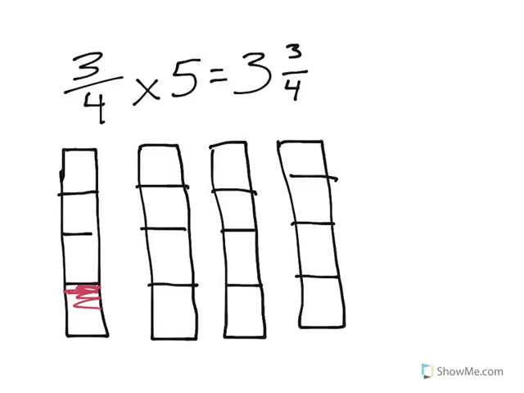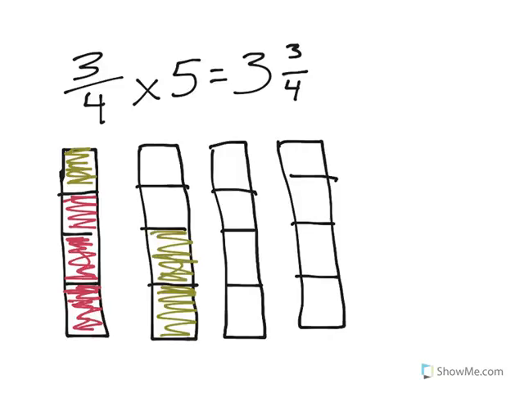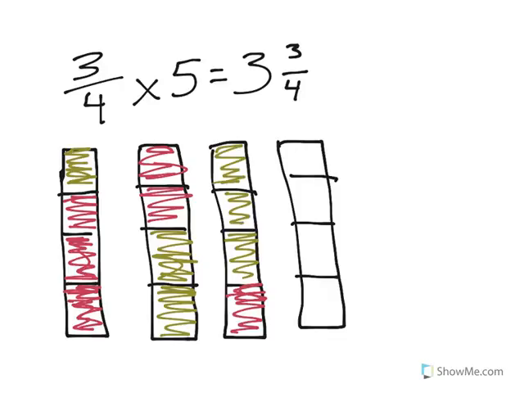So I'm going to shade in one set of 3/4, 1, 2, 3, a second set of 3/4, 1, 2, 3, a third set of 3/4, 1, 2, 3. That's a fourth set, so I need one more to make 5. 1, 2, and 3. So we have 3 whole bars and 3/4 of another. So that is how you show 3 different visual representations of multiplying 3/4 5 times. So multiplying a fraction times a whole number.